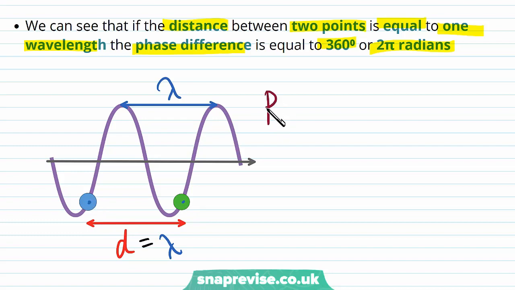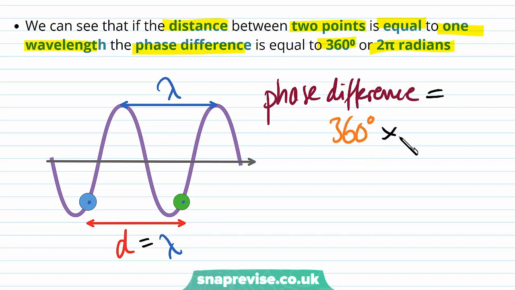So if we want to calculate the phase difference of these 2 points, we're going to do 360 degrees multiplied by lambda divided by lambda, because in this case we can see the distance between the 2 points is lambda. So this gives us a phase difference of 360 degrees. If they've got a phase difference of 360 degrees, this shows that one point is one whole cycle ahead of the other. That's why they've got a difference of lambda between them.